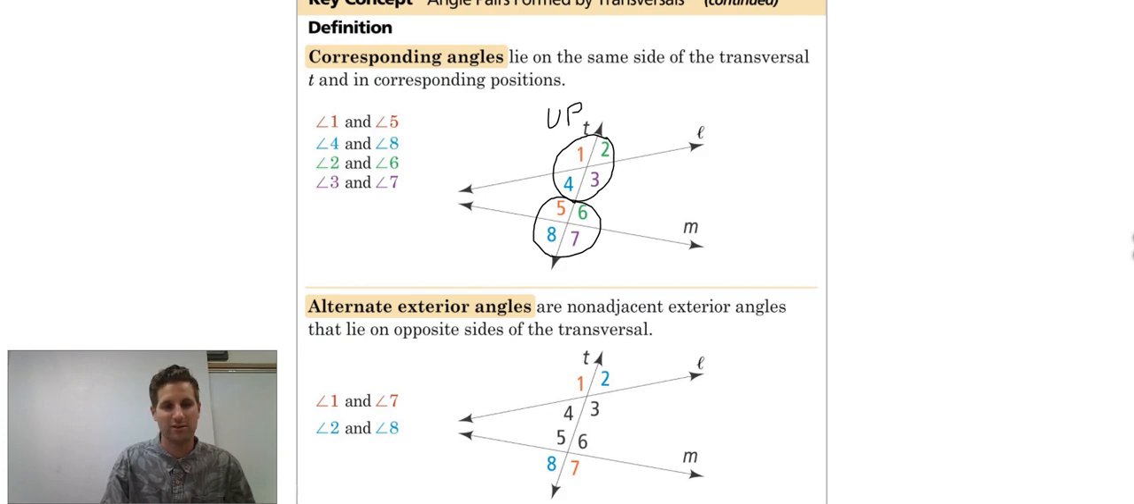Upper left. Why did I do P? That doesn't even make sense. That should be an L. What's wrong with me?